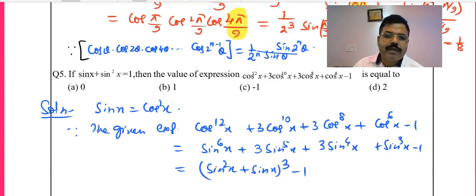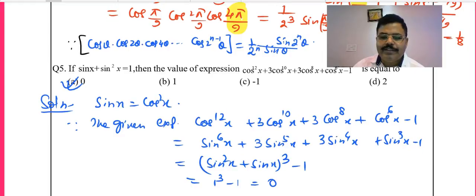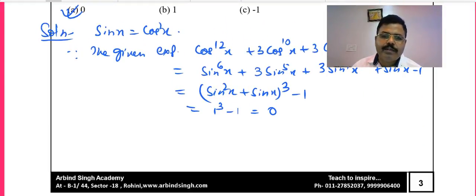And you know sine square x plus sine x is equal to 1. So 1 cube minus 1, that is 0. So the answer is 0. I hope you got it. Now the next question is, this is quite simple one. You know, it is given this. And you understand this.